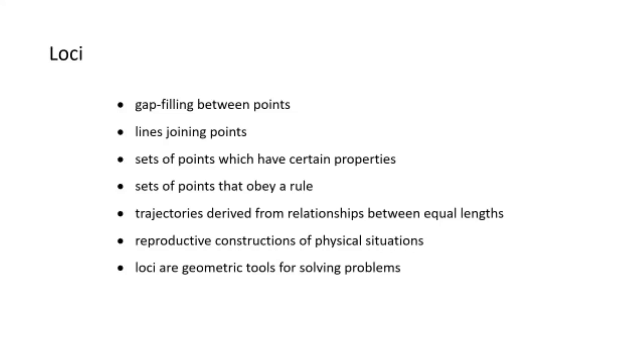There were trajectories. These are moving points that come from relationships between equal lengths. You may have seen that in the girls who'd made the perpendicular bisector, obviously seemed to be walking along it. Or loci were reproductive constructions of physical situations, beginning to get towards them being used as geometric tools for solving problems, such as equidistances from a line segment.